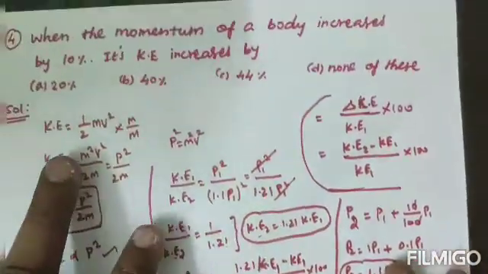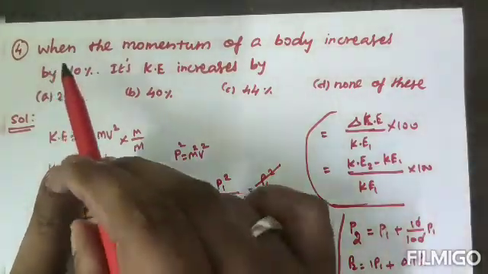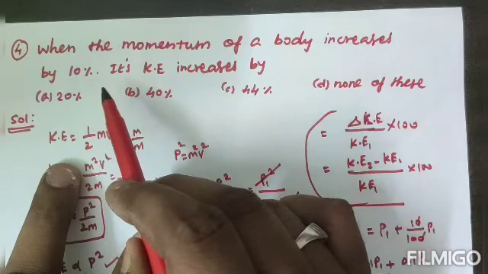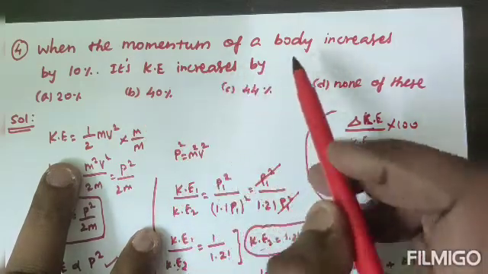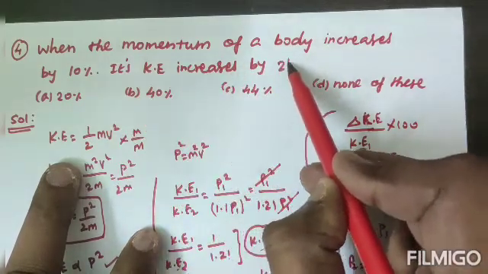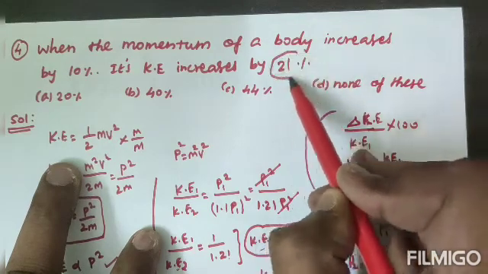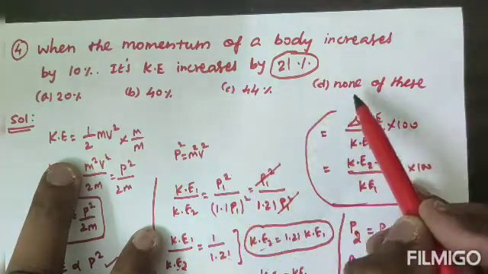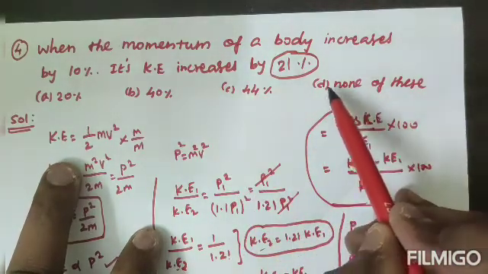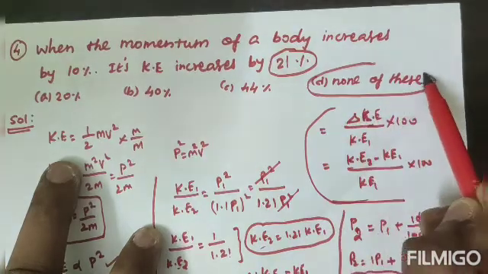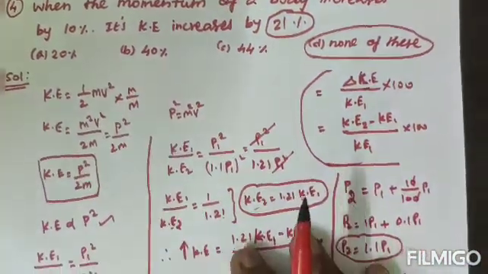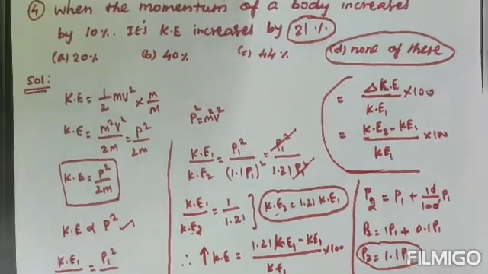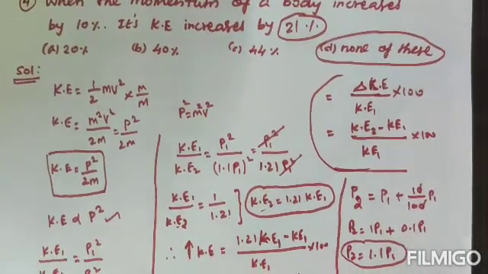So let me restate the question. When the momentum of the body increases by 10%, its kinetic energy increases by how much percentage? 21%. So this is the answer. This option is not here, so we choose none of these as the answer. Okay, it is a very important question for 11th standard level. Okay, thank you.